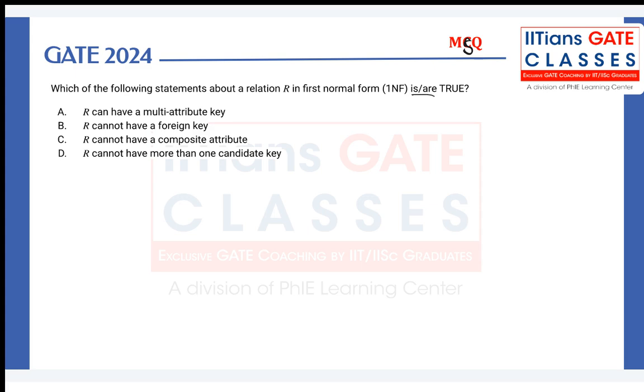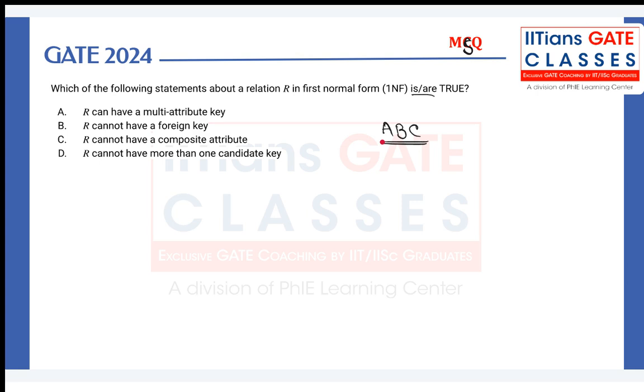What do you mean by multi-attribute key? It means the key contains more than one attribute. What is the problem if it has a key with more than one attribute? Is there a problem? Is A true? Let me ask the question again. Is A true? Everyone. Why no?